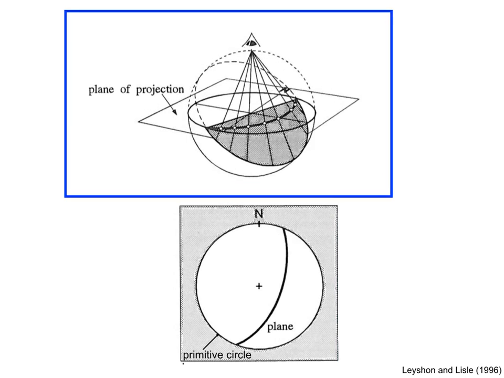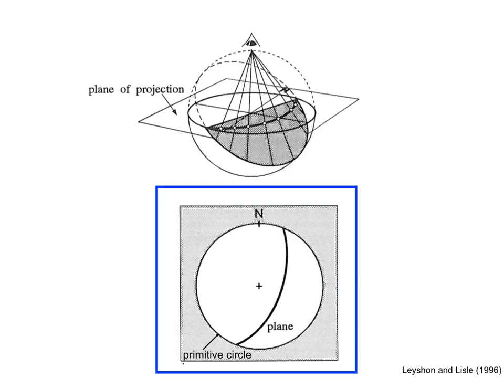Likewise, for a plane, we can project the points on the semicircle representing the plane to the zenith of the sphere. The intersection of these rays with the plane of projection will define an arc. This arc, or great circle, is the 2-dimensional representation of the plane. This kind of projection is called a stereographic projection. The circle on the projection plane is called the primitive circle, and it is like the rim of the bowl.